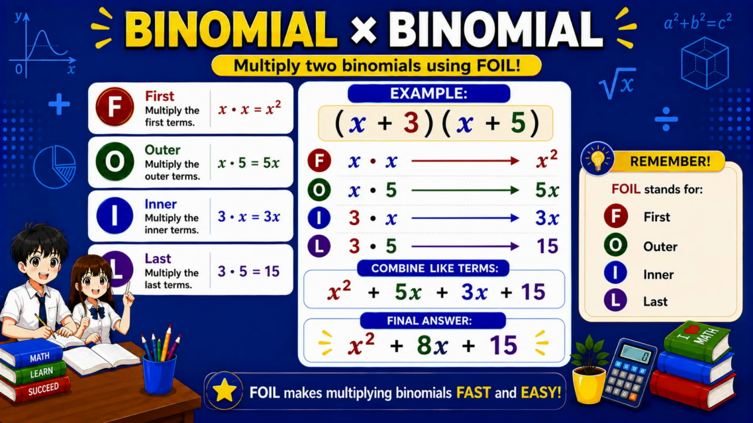When multiplying two binomials, each term in the first binomial must be multiplied by each term in the second. Using FOIL helps us remember the four products. After multiplying, combine the like terms, 5x and 3x, to get 8x.